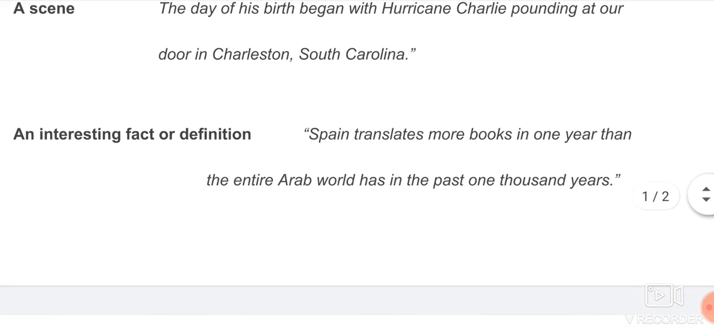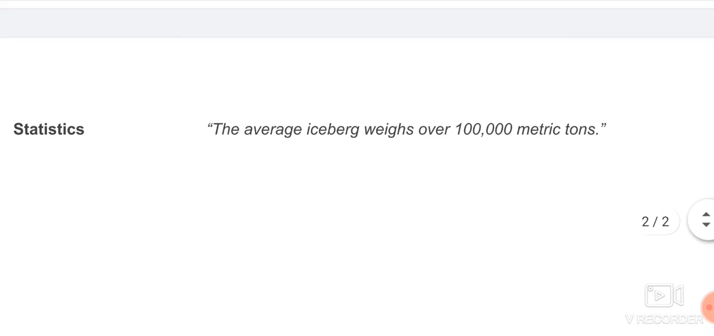The last couple of hook sentences for an essay: one is an interesting fact or definition. For example, maybe there's a specific fact in your passages that you have, because remember, you're not going to have access to go and Google that stuff. You're going to have to actually either know it or have it in the passage. So maybe there's an interesting fact in the passages that you read.